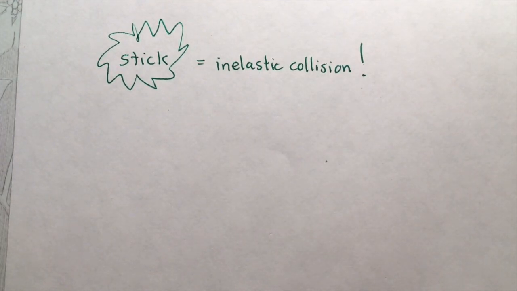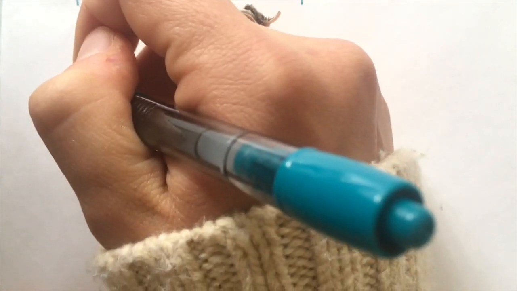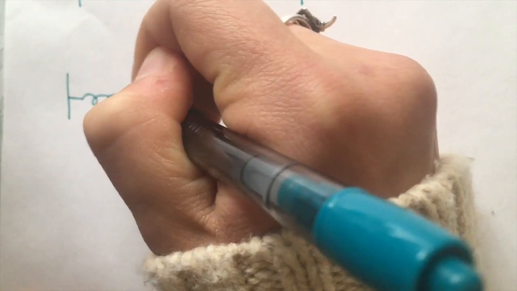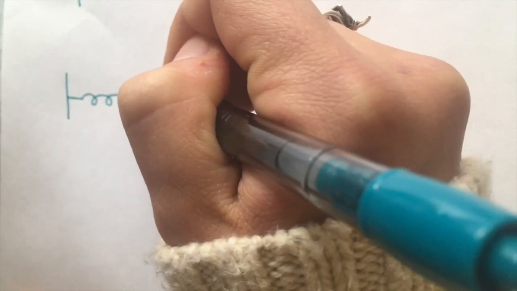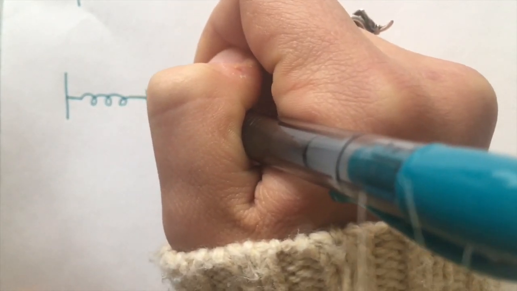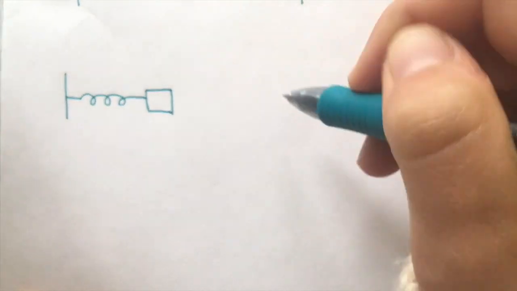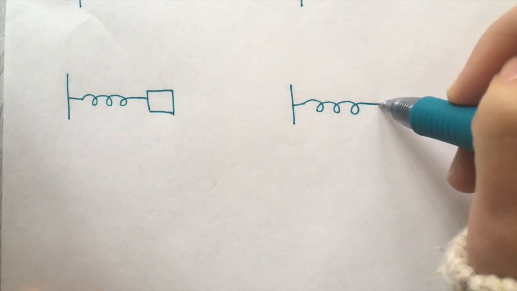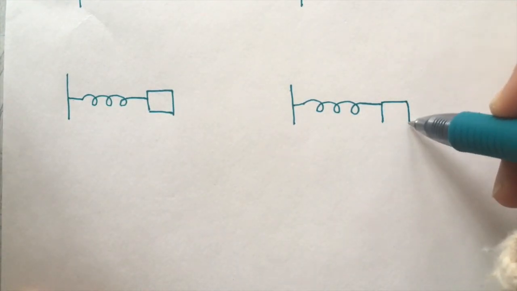Okay, so my first step is to draw a picture, and even though we're already given one in the problem, I want to break it into two parts because at the beginning we have one block oscillating, and after the collision we have two. My first picture is just a singular block oscillating on a spring, and my second picture is the same except there are two blocks oscillating on the same spring.